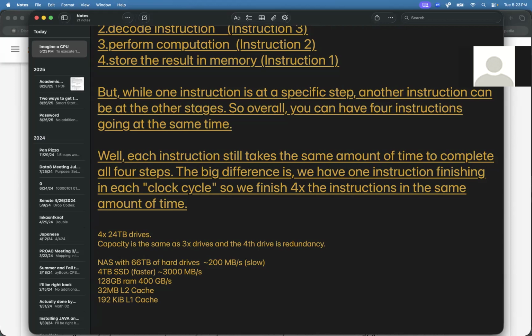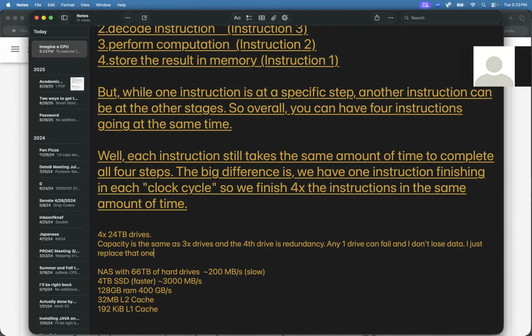So any one drive can fail, and I don't lose data. I just replace that drive. So that's reliability due to redundancy. Now, in order for my system to actually fail, two drives would have to fail at the exact same time, which can definitely happen. But with four drives, hopefully it's okay.